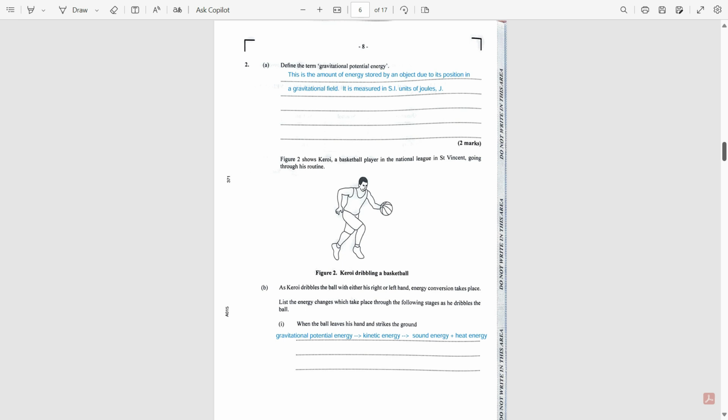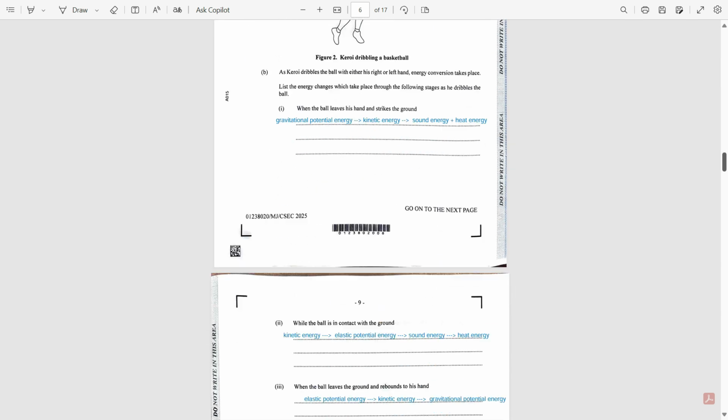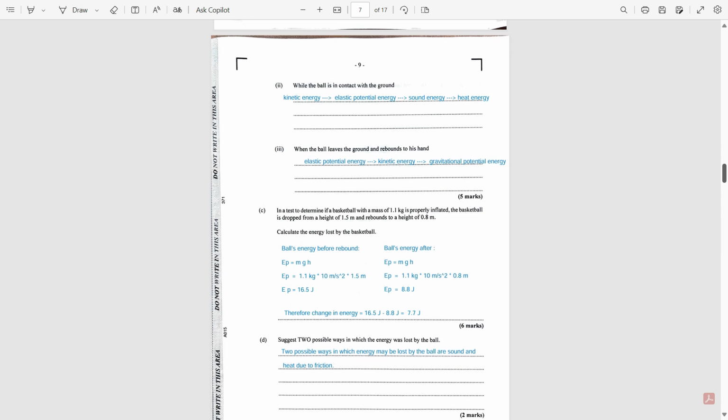List the energy changes which take place through the following stages as he dribbles the ball. So when the ball leaves his hand and strikes the ground, we go from gravitational potential energy to kinetic energy, to sound energy, to heat energy. Then they said, while the ball is in contact with the ground, so we have some kinetic energy, then elastic potential energy, which is the rebound of the ball, then the sound energy, then heat energy.